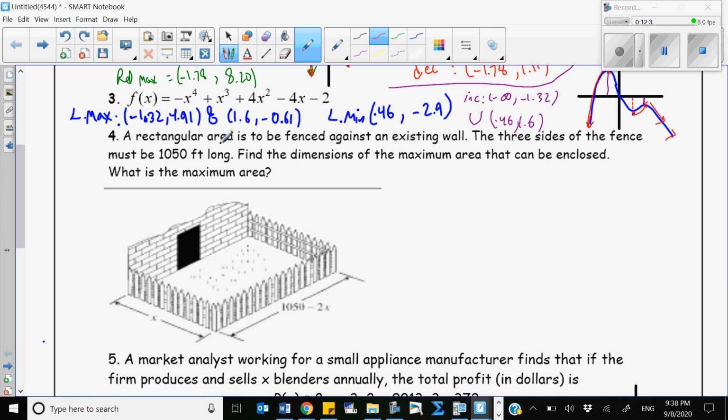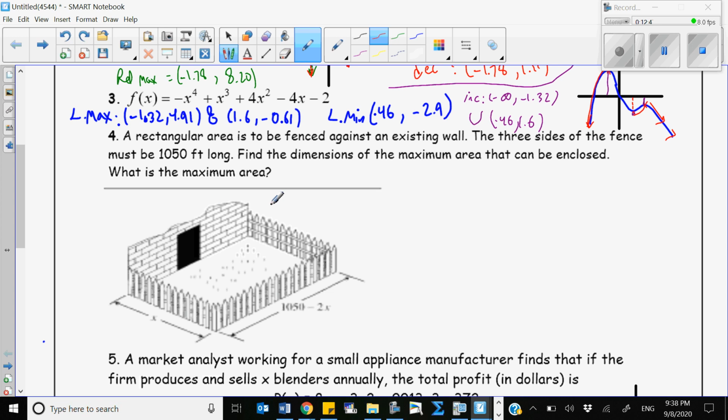A rectangular area is to be fenced against an existing wall. The three sides of the fence must be 1050 feet long. Find the dimensions of the maximum area that can be enclosed. What is the maximum area?